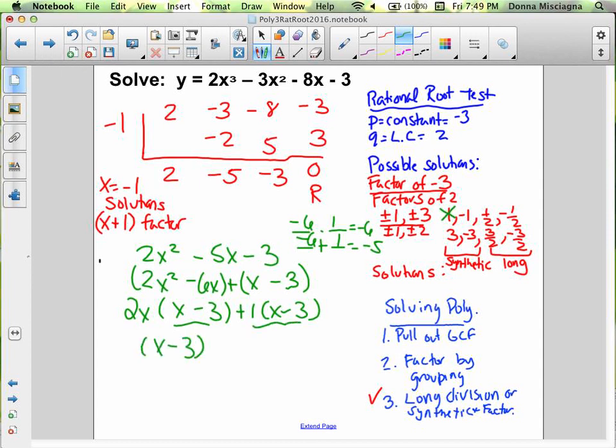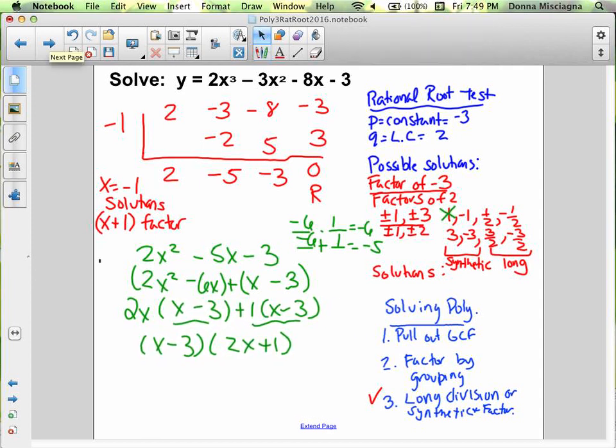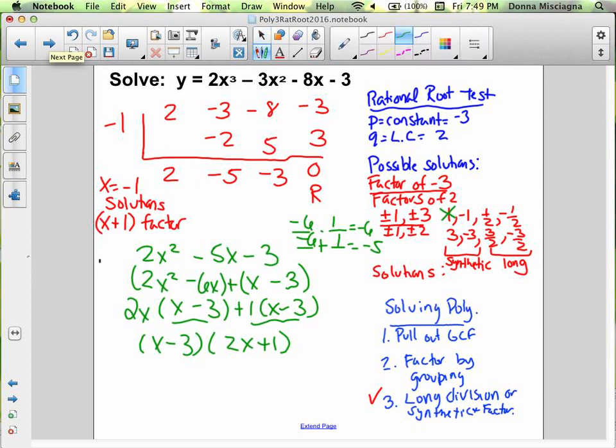The leftovers would be our other factor once we factored out the x minus 3. So we have 2x plus 1. Now, if it asks you for this factored, and it's not something you could do without using synthetic division, that's okay, because now I've shown you how to change it back to a factor, from a solution to a factor.